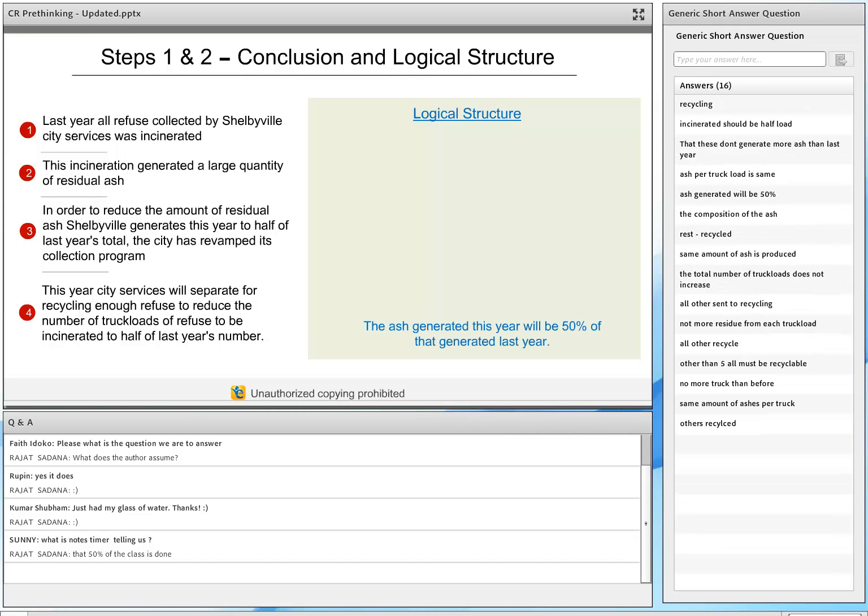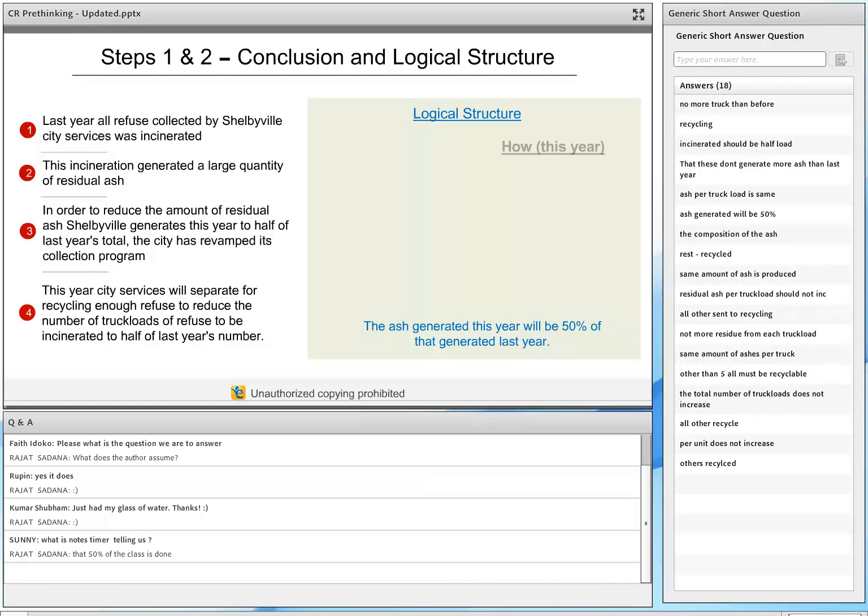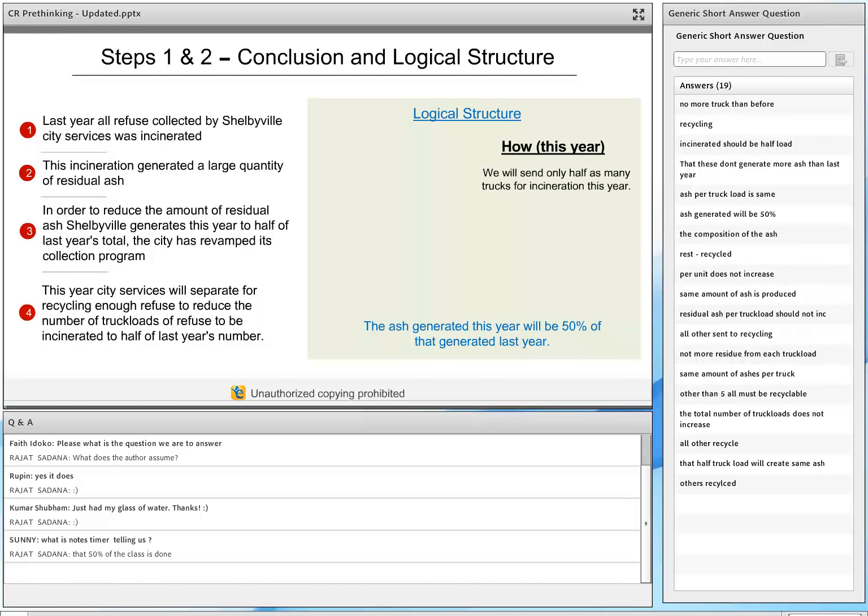So let's look at the logical structure. The conclusion is that the ash generated this year will be half of last year's number. How? We'll only send half as many truckloads for incineration and we'll recycle the remaining.